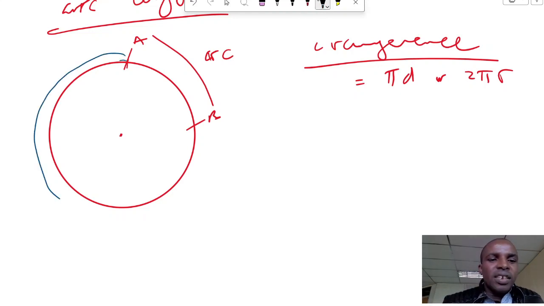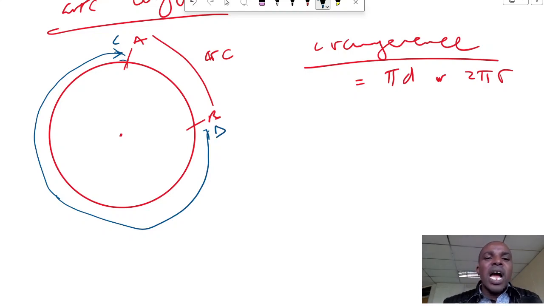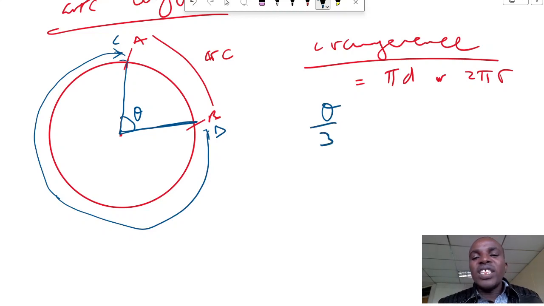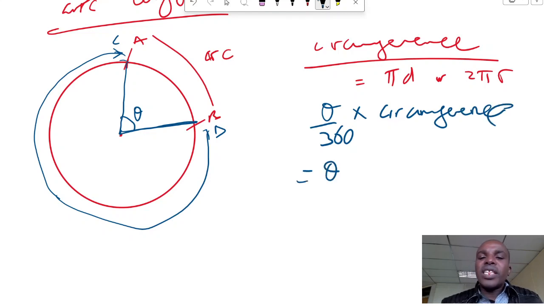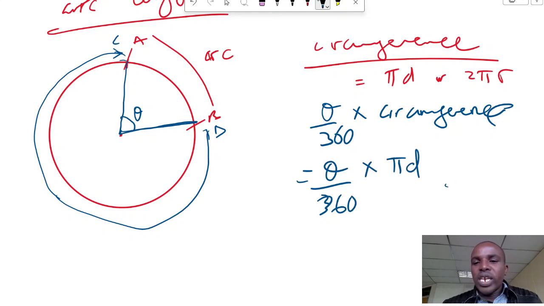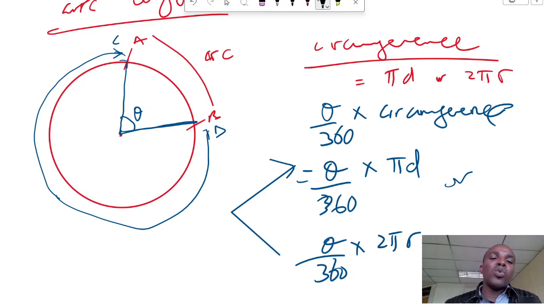So I have two arcs here. I have this arc here, and from the blue side, this one is CD. So AB and CD are two arcs. How can I find the length of arc AB or CD? Based on the angle that they make at the center. Like this arc AB, it makes an angle theta. Then it will be theta over 360 times the circumference of a circle, which is theta over 360 times pi d or times 2 pi r, whichever formula works. So these are the two formulas for arc length.